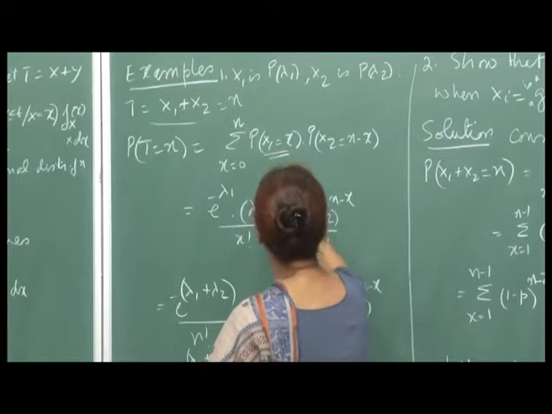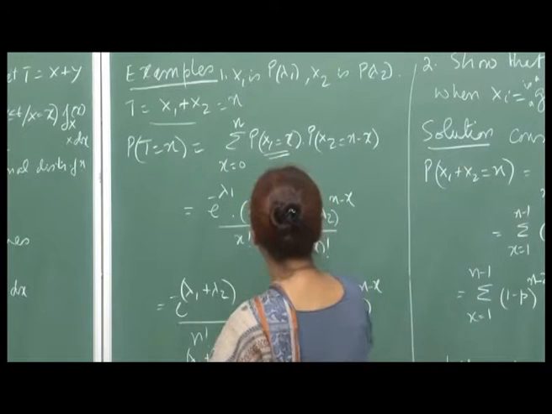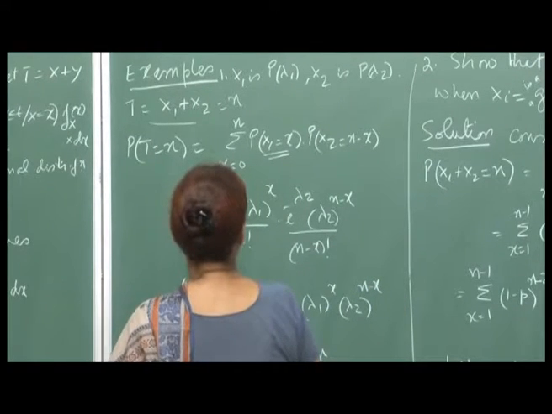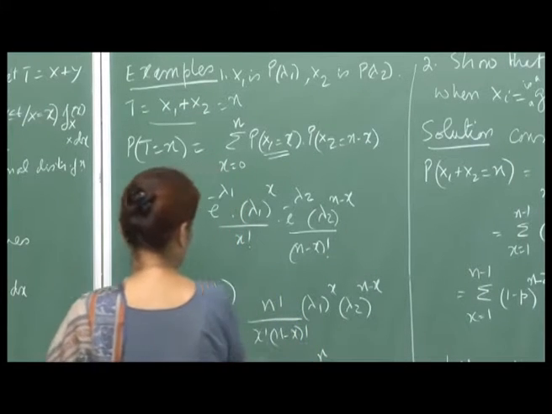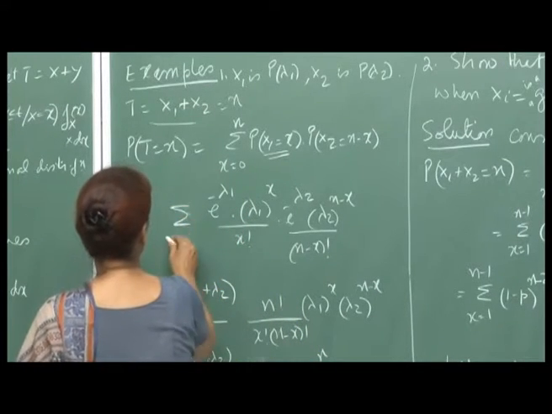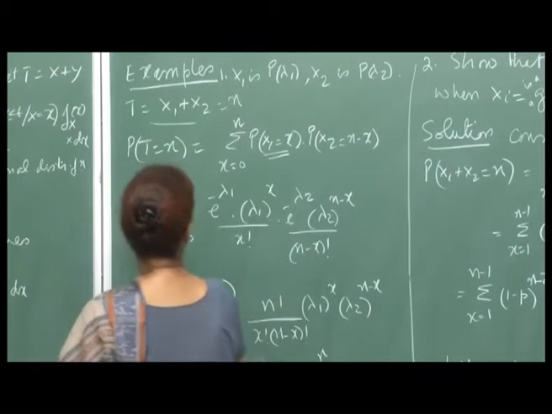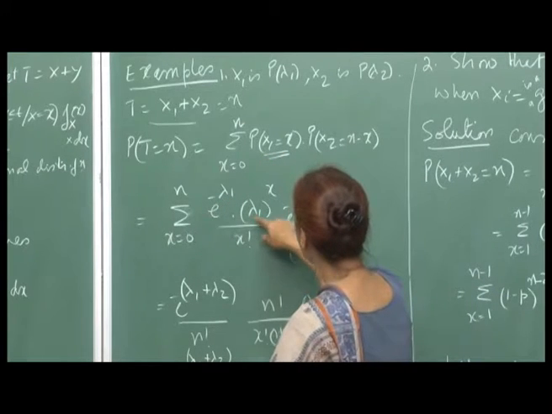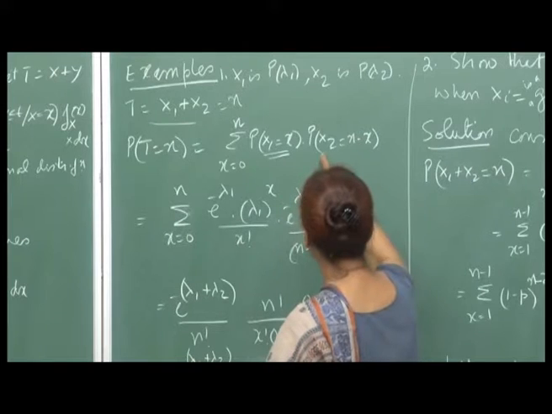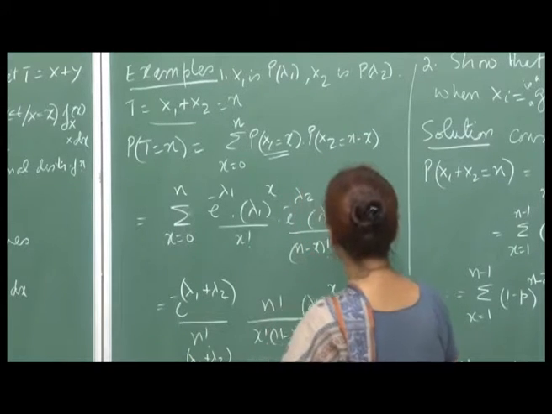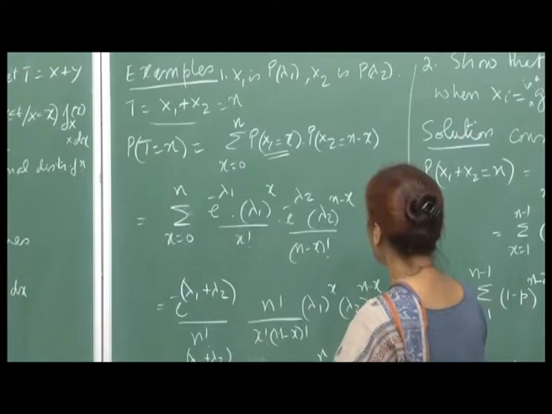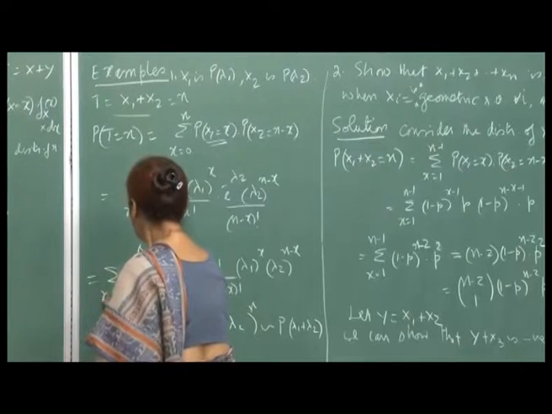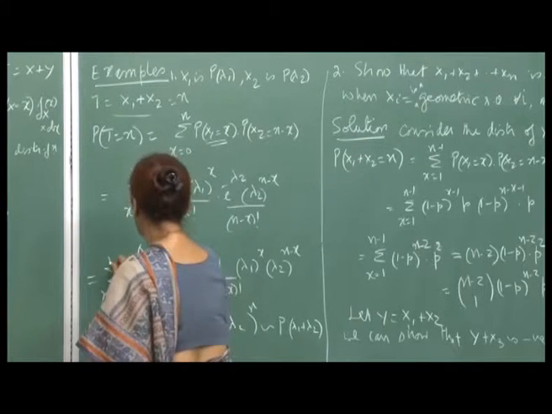So, now this particular probability can be written as e raised to minus lambda 1, and we have missed out on the summation, which should have been there. Sorry, summation x varying from 0 to n. So this probability is e raised to minus lambda 1, lambda 1 raised to x upon x factorial, and this probability would be e raised to minus lambda 2, lambda 2 raised to n minus x upon n minus x factorial. And so here also, summation x varying from 0 to n.